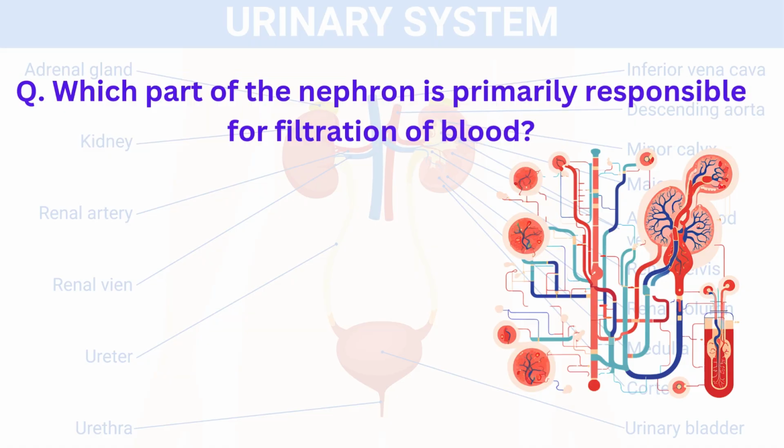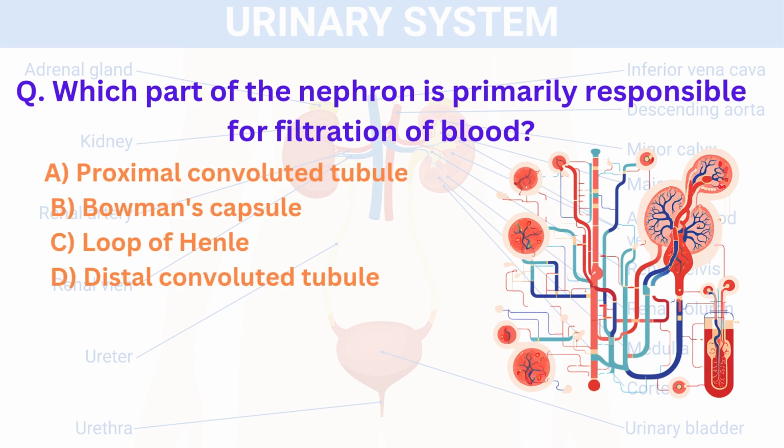Next question is, which part of the nephron is primarily responsible for filtration of blood? Options are proximal convoluted tubule, Bowman's capsule, loop of Henle, distal convoluted tubule. First option, that is proximal convoluted tubule. This is the segment of the nephron where most reabsorption of water, ions and nutrients takes place. Then Bowman's capsule, it is a cup-like structure surrounding the glomerulus that collects the filtrate during blood filtration.